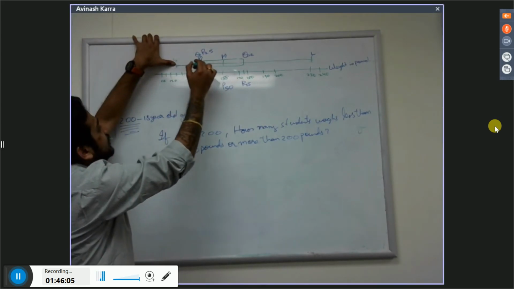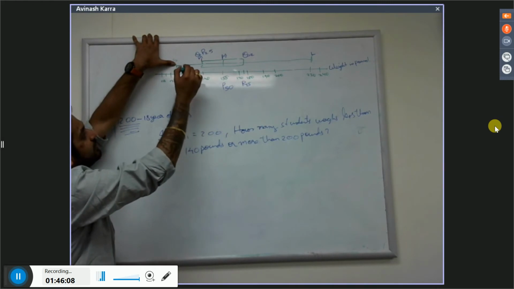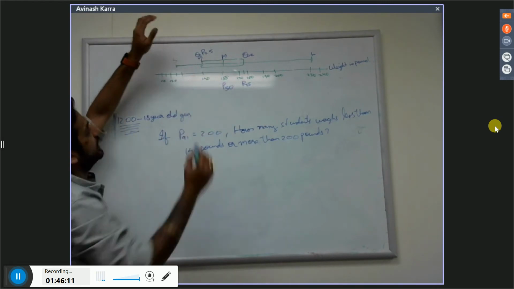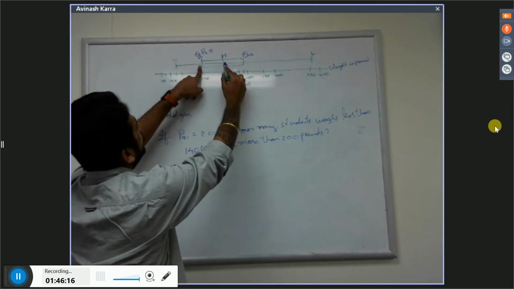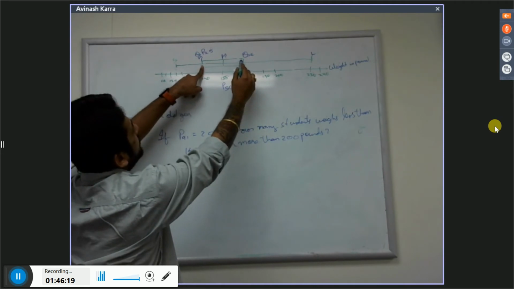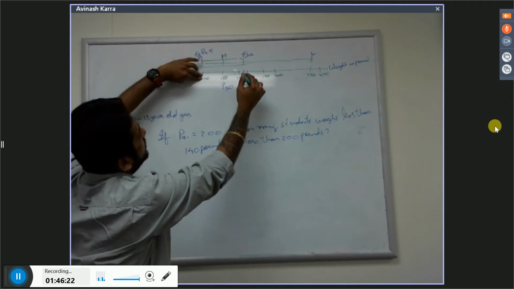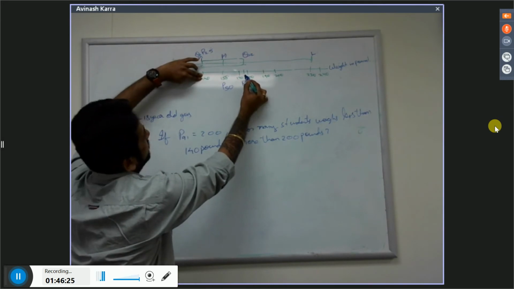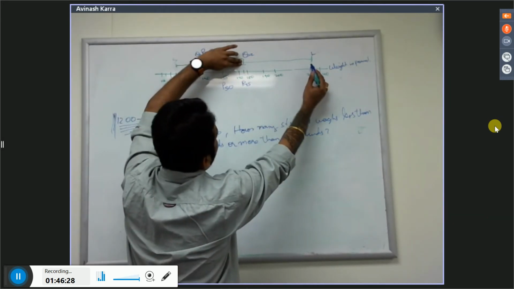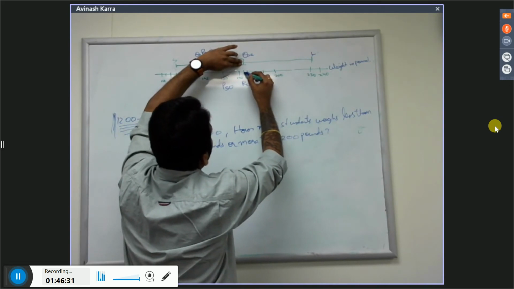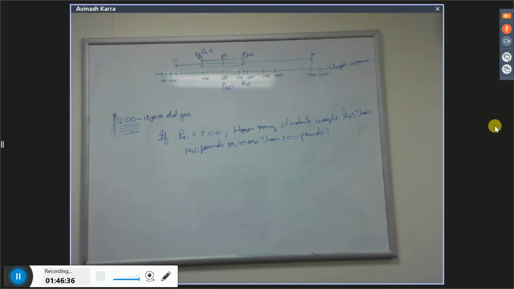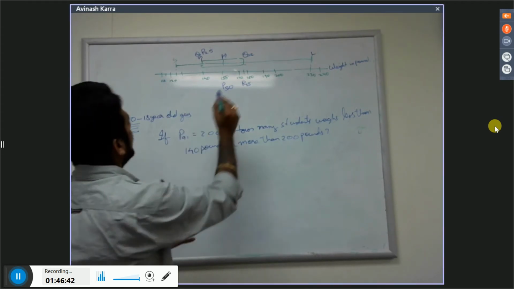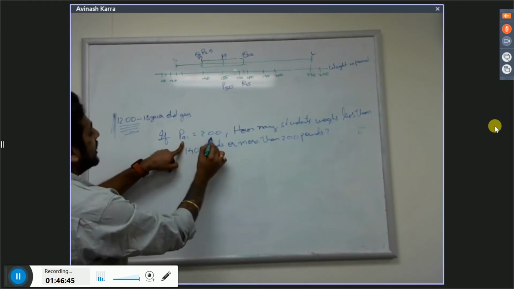25% of the students lies in between 125 to 140, and 25 to 75, 50% of the students lies between 140 to 175, and the rest 25% of the students lies in between 175 to 230. Are you clear? Yes. Okay.